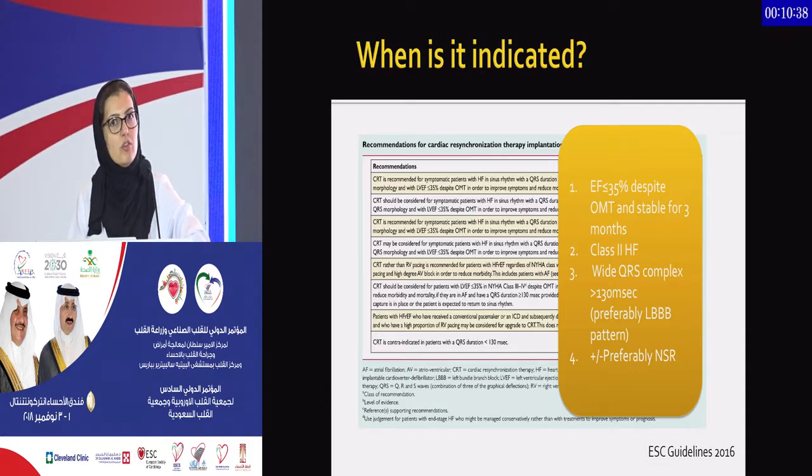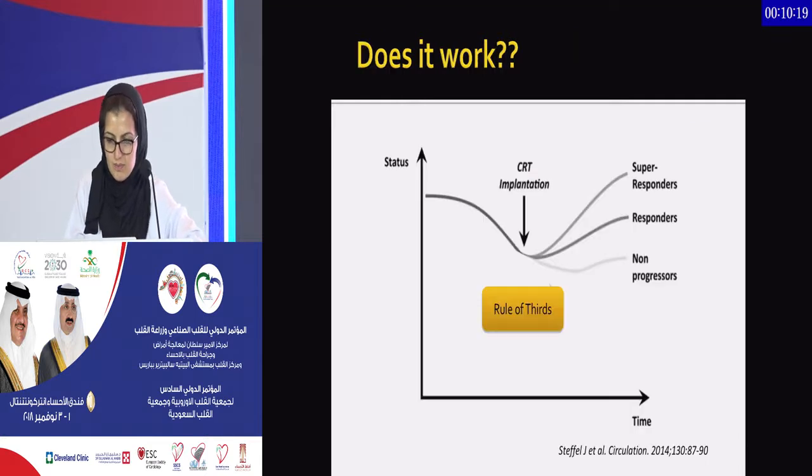Obviously, as I will mention later on, preferably if a patient has a left bundle branch block, that improves the response. Again, preferably if the patient is in sinus rhythm and you maintain your AV synchrony, that improves your response as well. But these are not by any means contraindications. The major contraindication is when you have a narrow QRS complex.